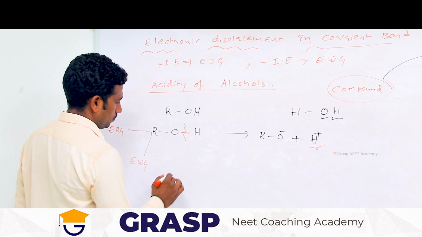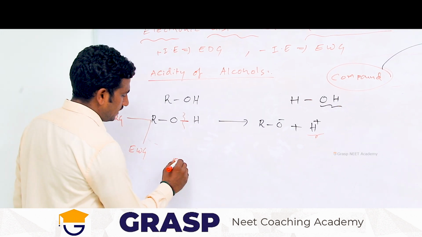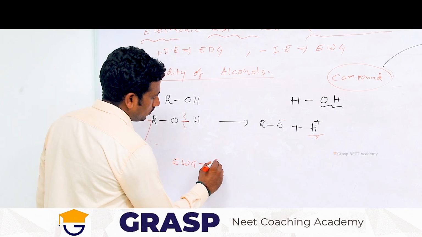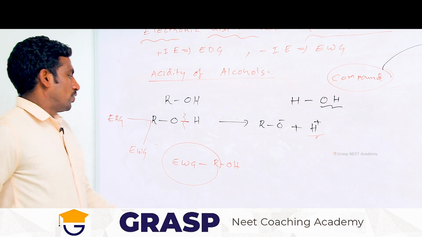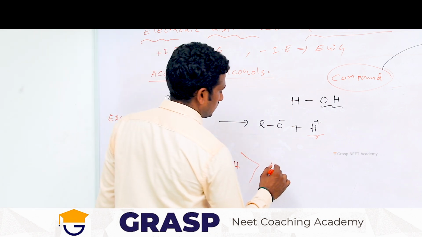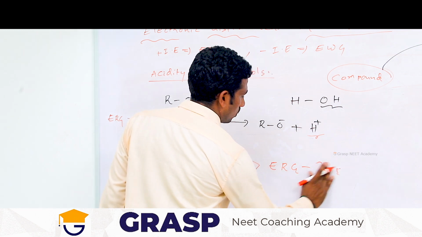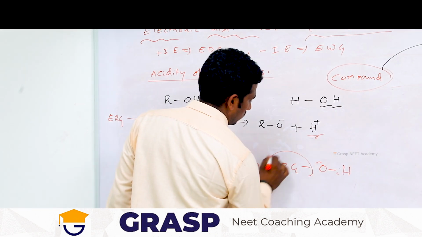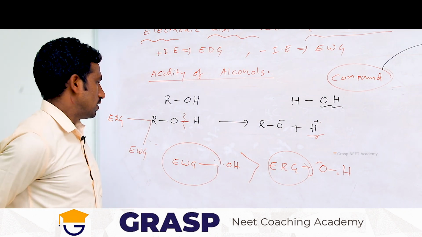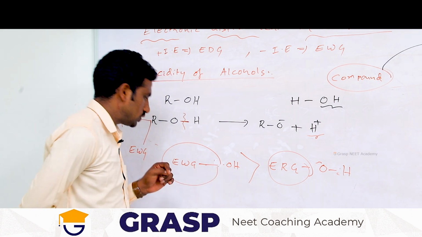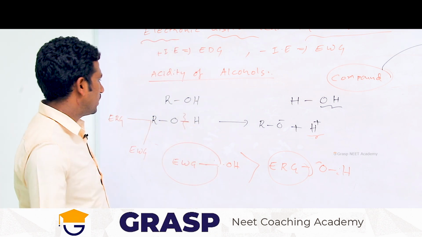So for that, what I am saying is, cleavage of the oxygen hydrogen bond is easy when it is attached to electron withdrawing groups, and difficult with electron releasing groups. See, if the alcohol group is attached to electron releasing groups, then cleavage of the bond is difficult. If the alcohol group is attached to an electron withdrawing group, the cleavage of the oxygen hydrogen bond is easy. Why? What is the reason?